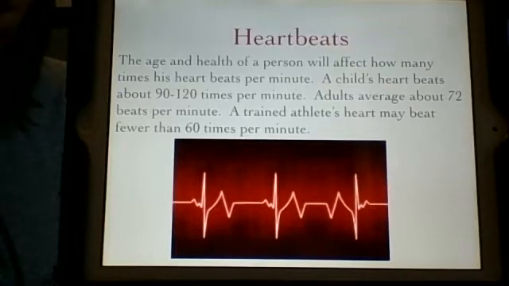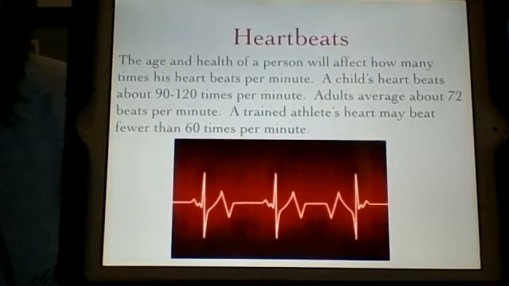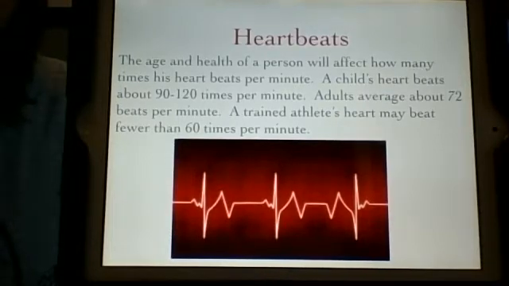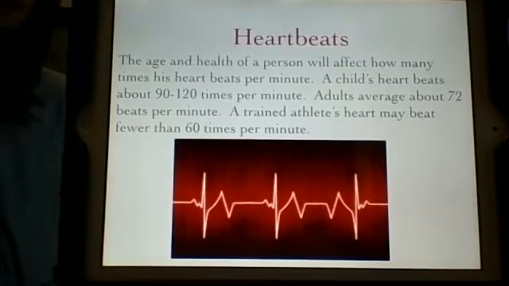The age and health of a person is going to affect how many times your heart beats per minute. So a child's heartbeat, this is you guys, beats anywhere from 90 to 120 beats per minute, and adults average about 72 beats per minute. If we have a trained athlete, their heart may beat fewer than 60 times per minute.